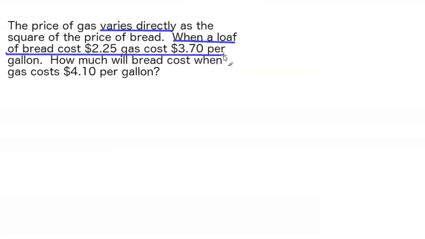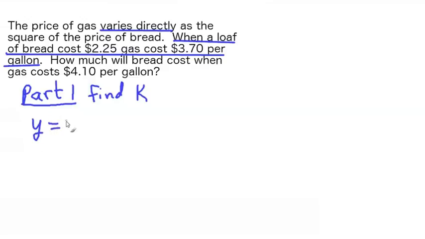The information part, from here to here, is used to find k. Using direct variation, we're looking for the constant of variation. So that's going to be our part 1. Part 1 is always, for a variation problem, finding that constant of variation. So here, since the price of gas varies directly as the square of the price of bread, we're going to be looking at a direct variation. This is the general setup.